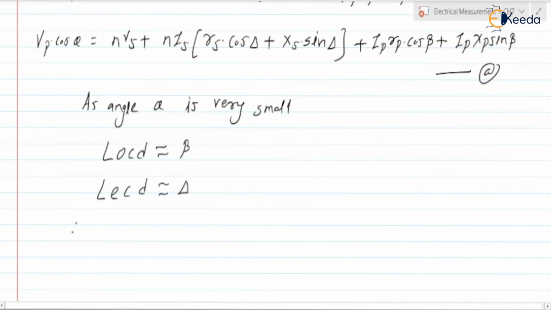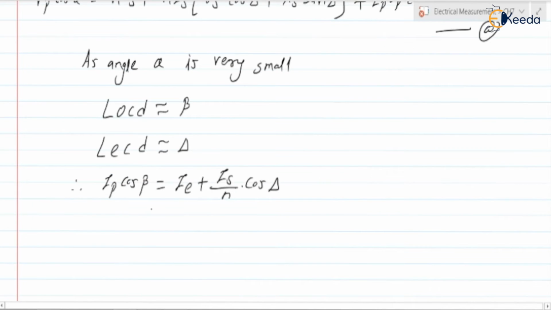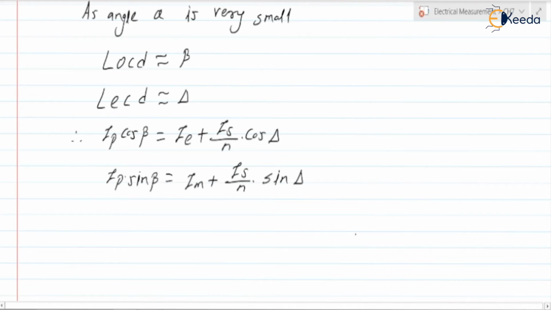Therefore we can write Ip into cos beta is equal to Ie plus Is by N into cos delta. Similarly, Ip sin beta is equal to Im plus Is by N into sin delta.